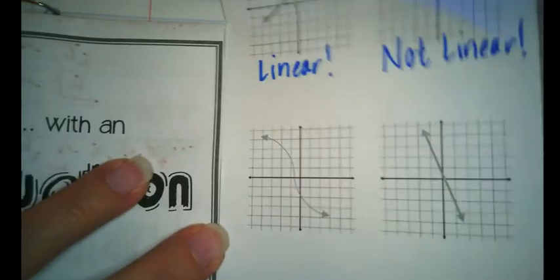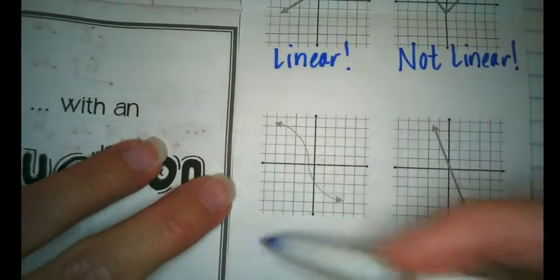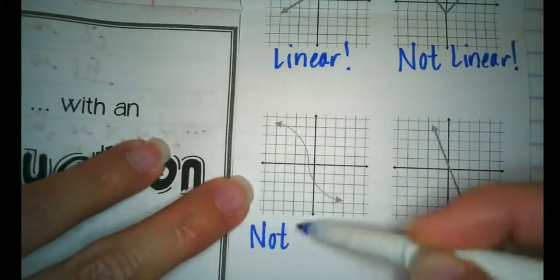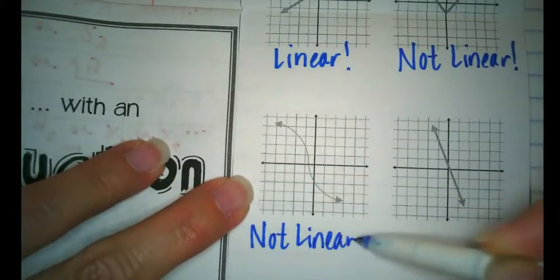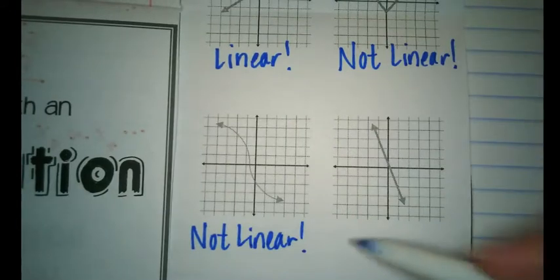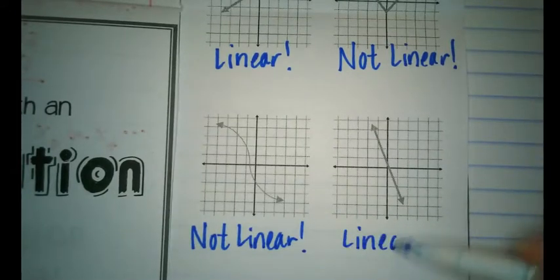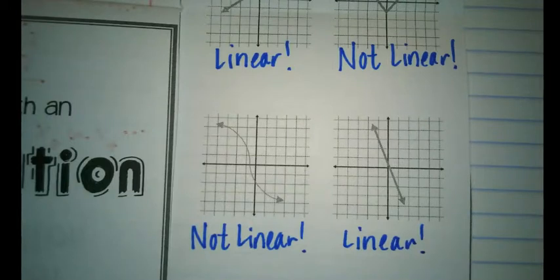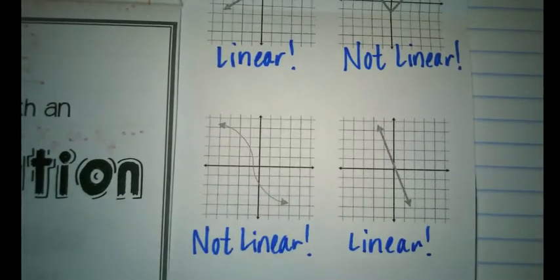Go down here. I don't think we need to discuss this much. That one is definitely not a line, so not linear. And then we look at this one. It is a function, and it makes a straight line. So that tells me that this graph is linear. All right, so next up, we want to glue this into your spiral, and then we're going to do a few more examples to make sure that you understand the concept of identifying linear functions.